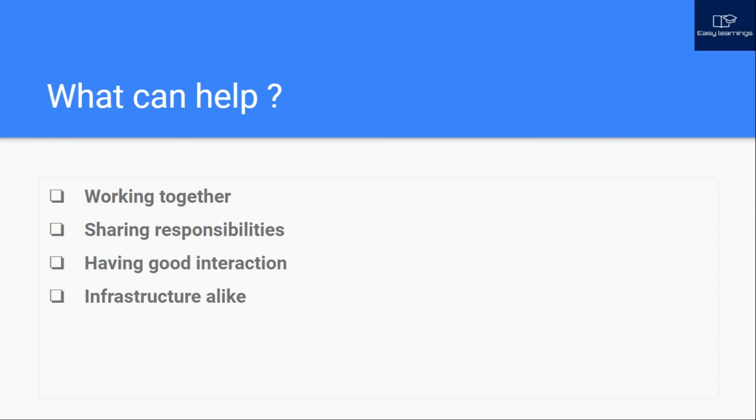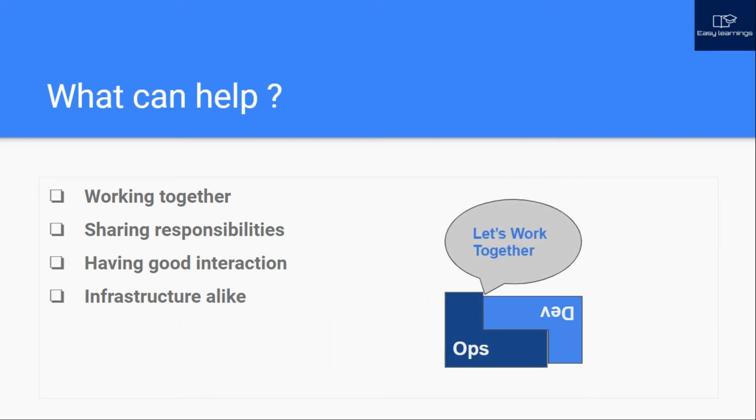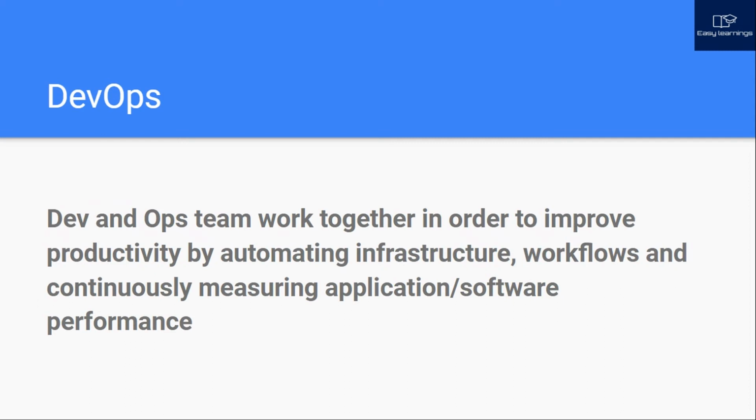So what can help this situation? Working together, sharing responsibilities, and having good interaction, infrastructure alike can avoid this situation. So let's see what is DevOps. DevOps is a culture where dev and ops teams work together in order to improve productivity by automating infrastructure, workflows, and continuously measuring application performance. Automating infrastructure ensures the development and the production environment are identical and can avoid any dependency errors.